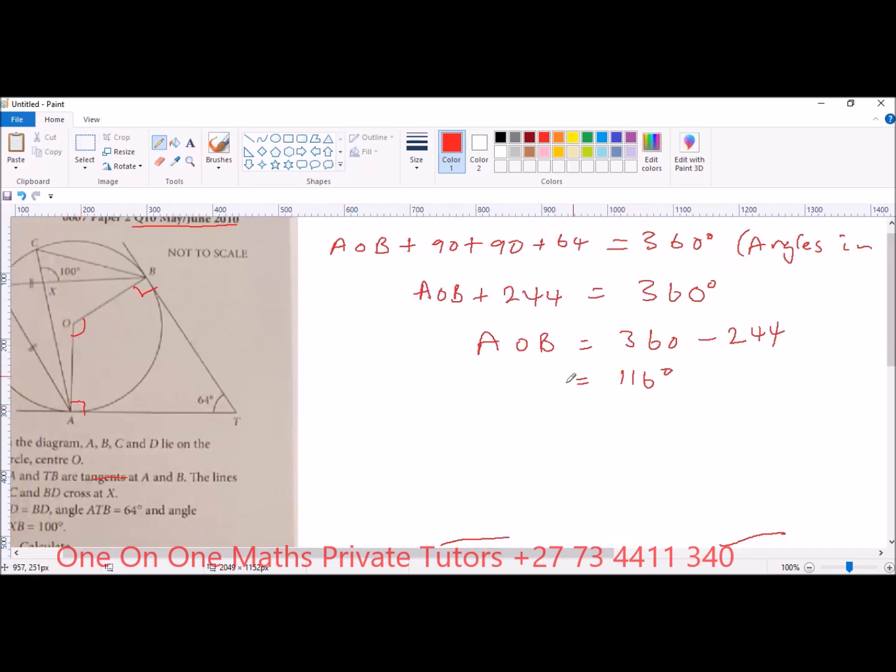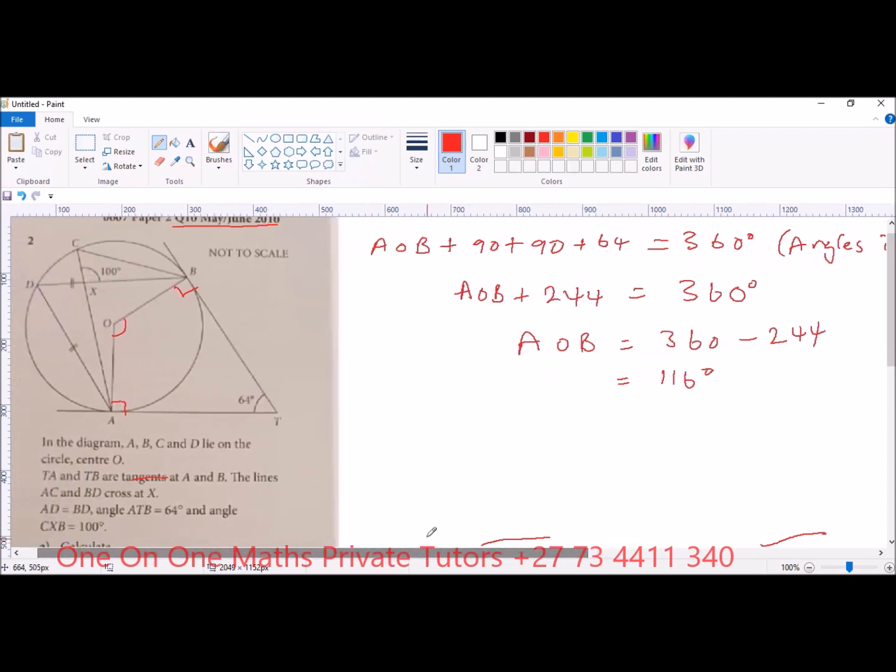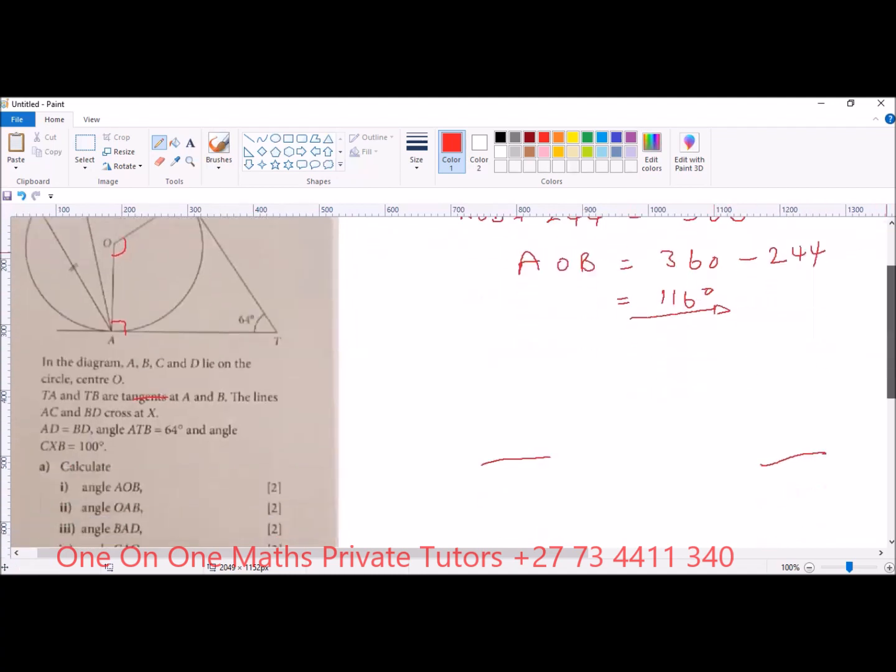They are reasonable answers. You have to check your diagram and, though it's not to scale, you should be able to see some size and estimations. All right, so that is part (a). We are done with that. Let's go to the next question.